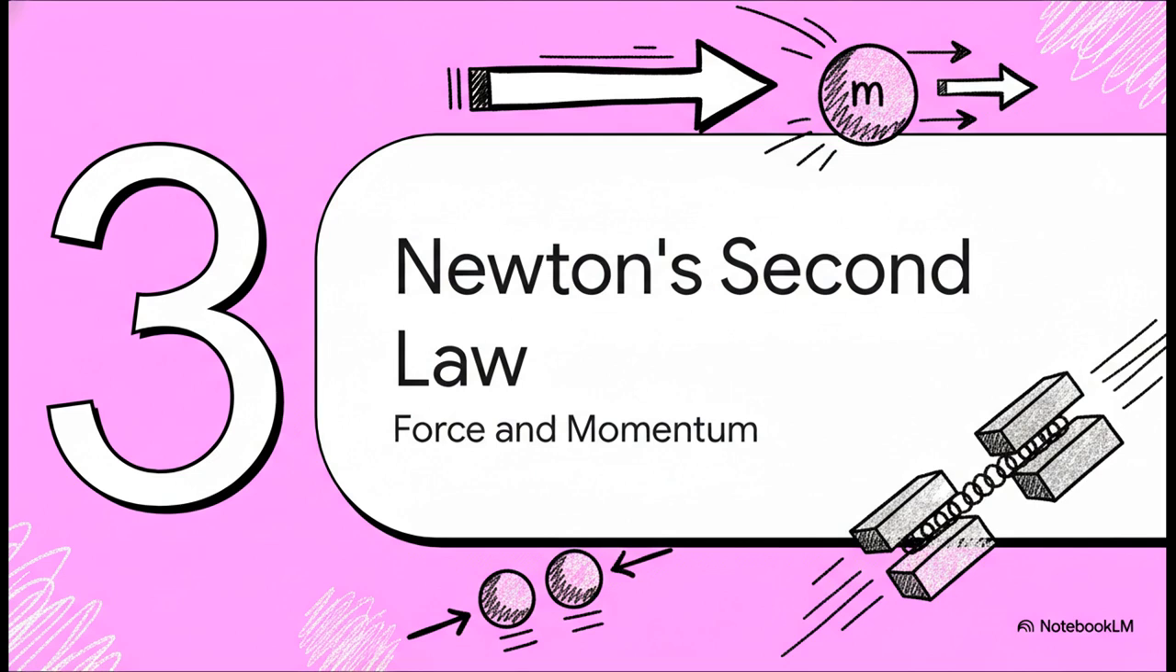Okay, so now we understand that a force is needed to change motion. The first law told us that a force is needed. Now the second law, this is where we get into the calculations. It tells us exactly how much force is needed. It gives us a mathematical relationship between force, mass, and acceleration.